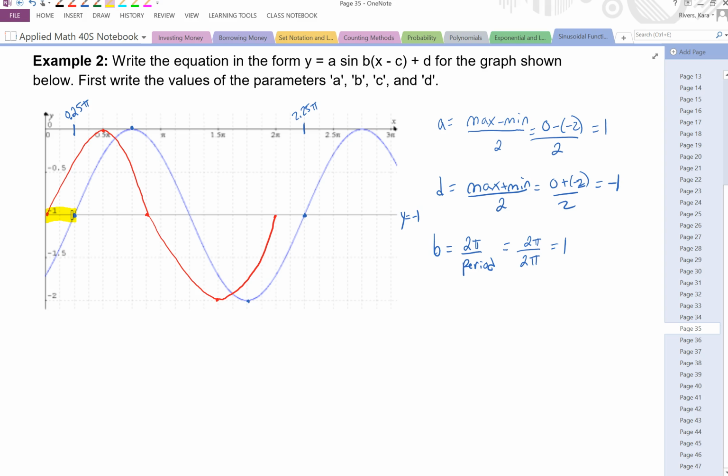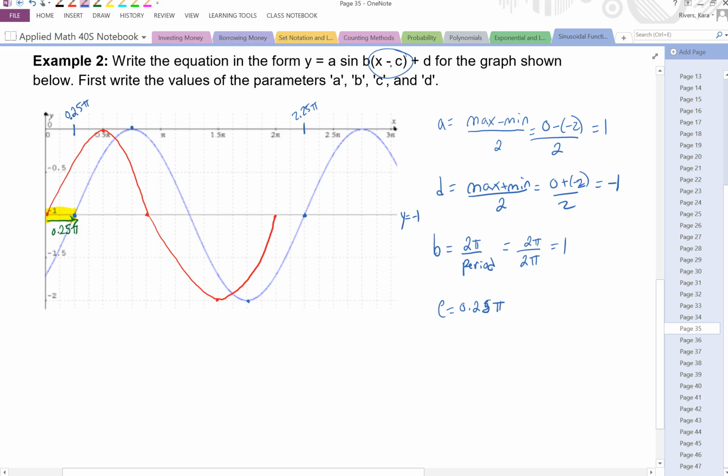So where is it shifted from and to is the question you're going to ask yourself. So it appears as if the graph has shifted to the right 0.25 pi, and that's what our c value is going to be. Okay, so your c value is a positive 0.25 pi, but you're going to notice when you put it in your equation, it's going in as a negative. Okay, so x minus c, so x minus 0.25.